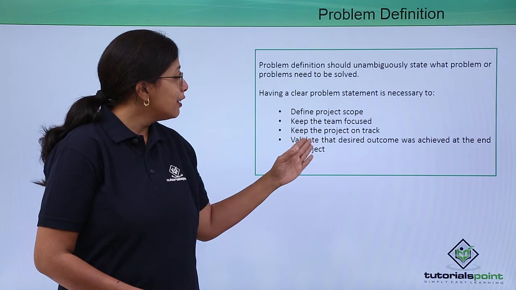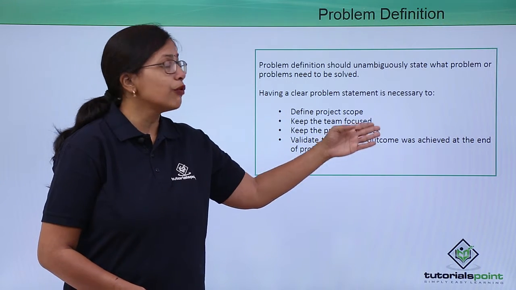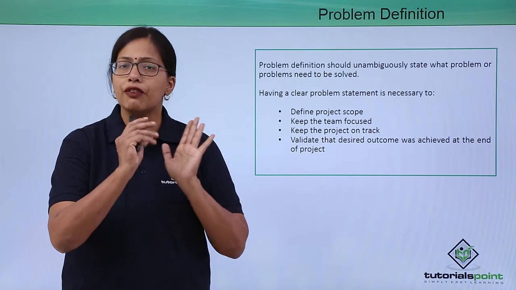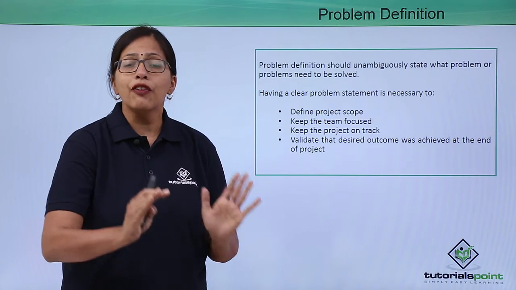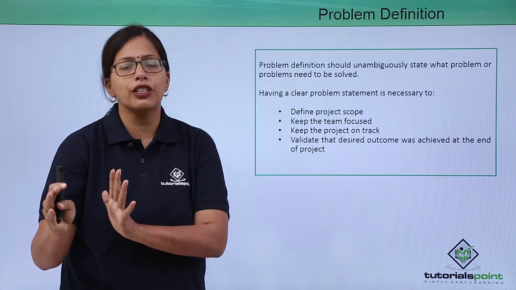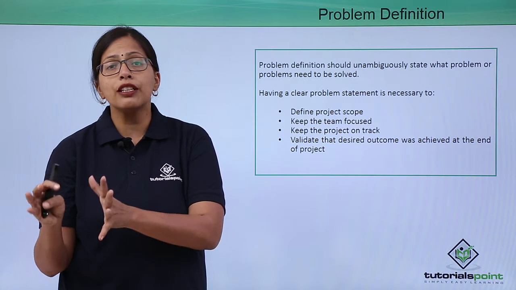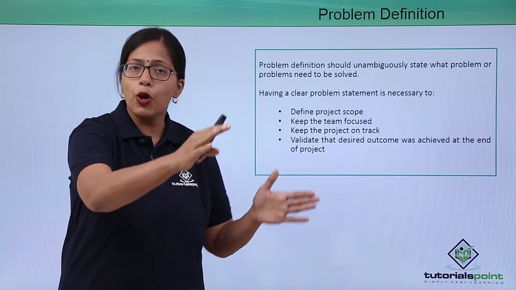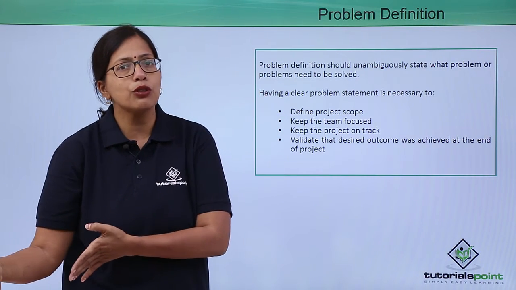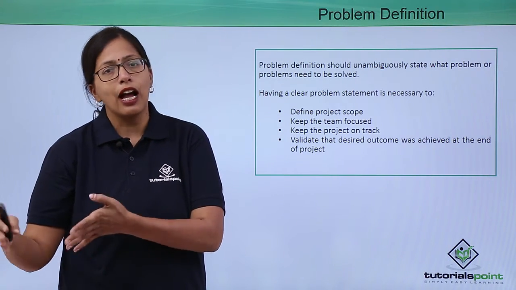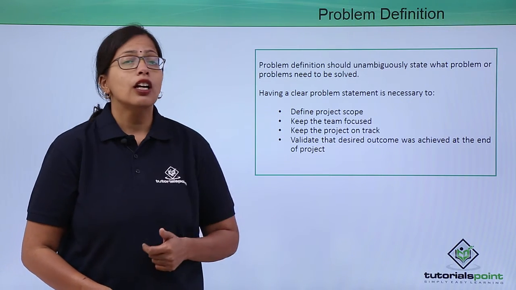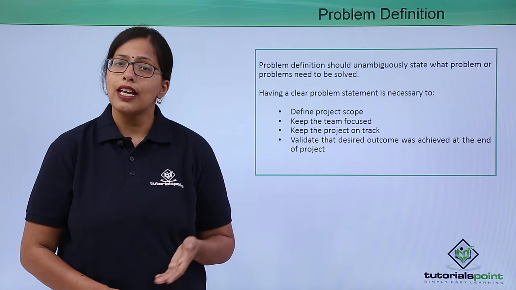It will validate that the desired outcome was achieved at the end of the project. If you have defined the problem correctly, after you have finished with the software development process, you can just validate with this initial problem that yes, this problem was there. Have I been able to solve that problem? Yes, I have been able to solve that problem. So for that validation, a correct problem definition is essential.